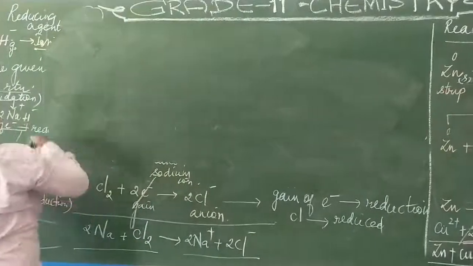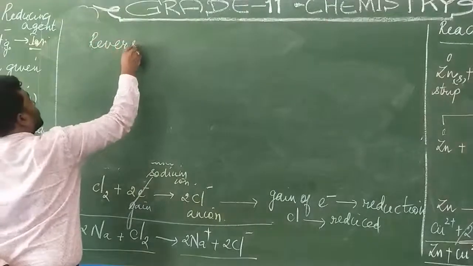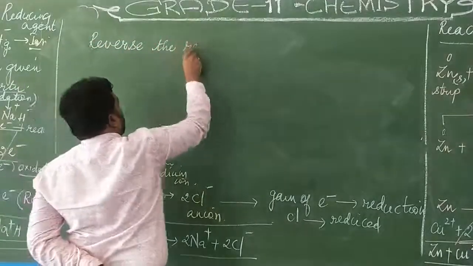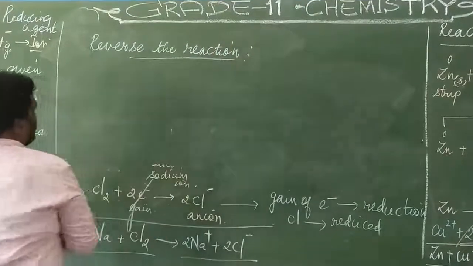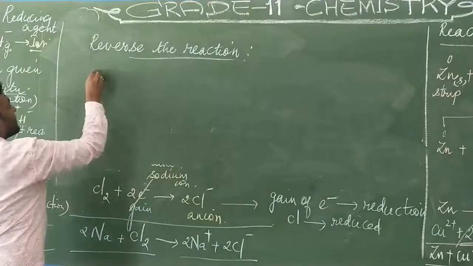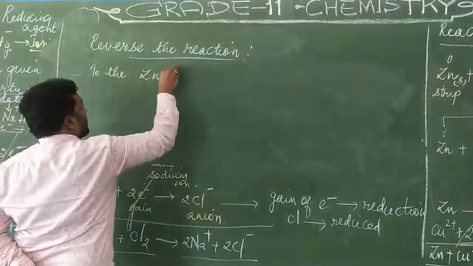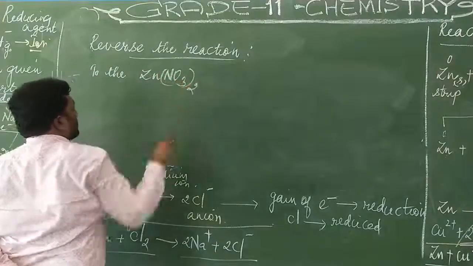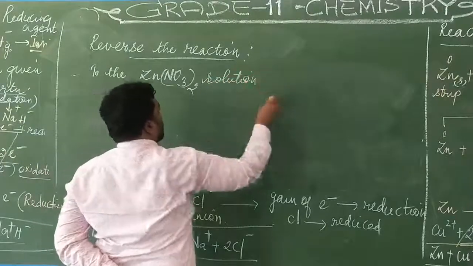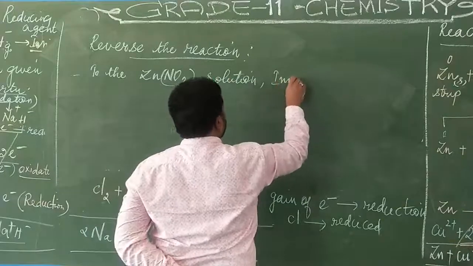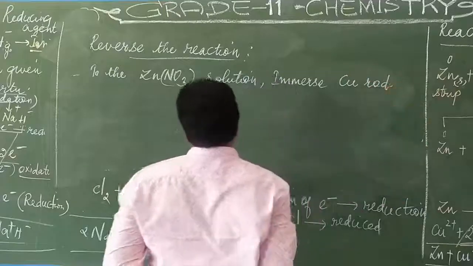So now I am going to reverse the reaction. What is that reversing reaction? Now to the zinc nitrate, this is zinc nitrate solution. To the zinc nitrate solution I am going to immerse a copper strip or otherwise copper rod.